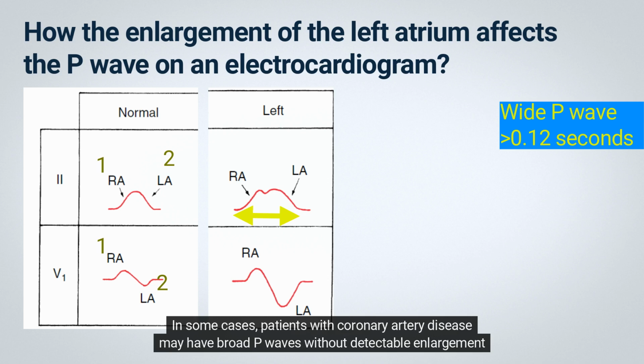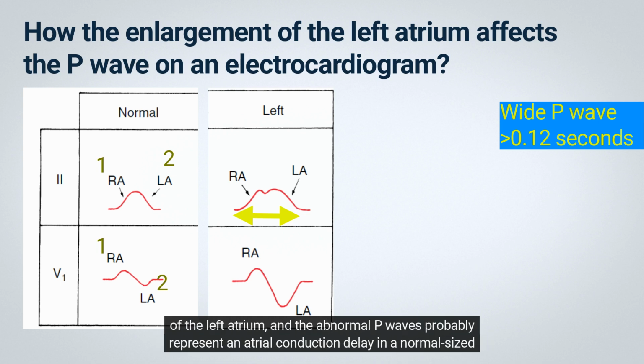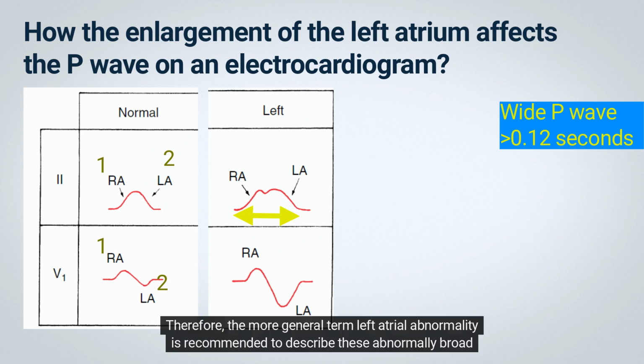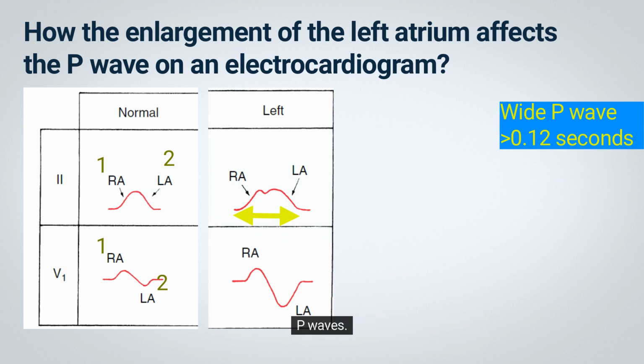In some cases, patients with coronary artery disease may have broad P-waves without detectable enlargement of the left atrium, and the abnormal P-waves probably represent an atrial conduction delay in a normal-sized chamber. Therefore, the more general term left atrial abnormality is recommended to describe these abnormally broad P-waves.